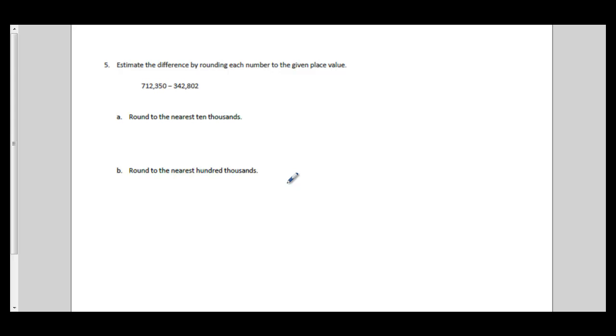Okay, this time it says estimate the difference by rounding. So again, the whole purpose of estimating is to make the math easier in your head. So for A, it says round to the nearest 10,000s. So I'm going to come over here and make a vertical number line. And I'm actually going to make 2 because I have 2 numbers here. And I'm going to round both of these numbers to the nearest 10,000.